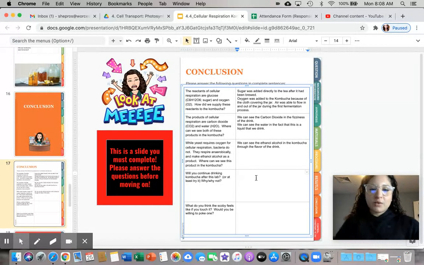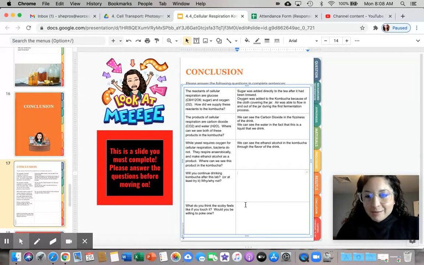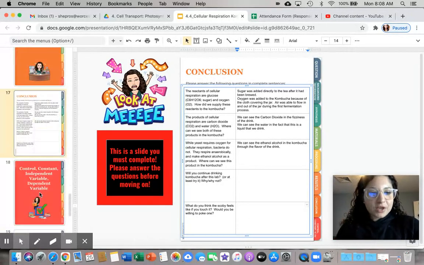All right, so will you continue drinking kombucha after this lab, or at least try it? Why or why not? That is up to you. So if you did try it, did you like it? If you didn't get a chance to try it, are you now interested in trying it out? Just give me a heads up. Let me know if I got you intrigued by kombucha. And then for the last question, what do you think the SCOBY feels like if you touch it? Would you be willing to poke one? So again, that is up to you. You let me know if you feel like getting your hands dirty with the SCOBY. I'm just curious. So that would be your conclusion.